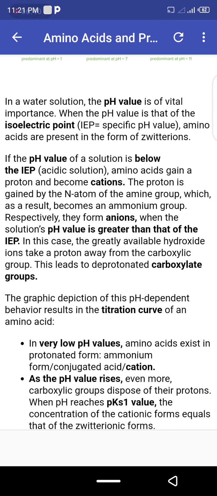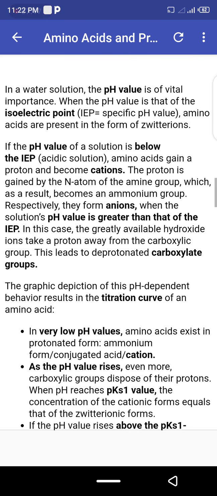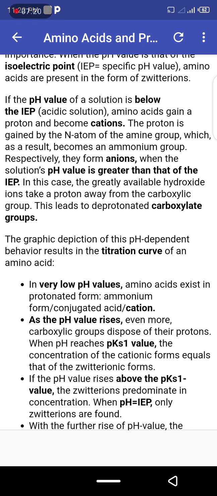If the pH value of the solution is below the IEF, the acidic solution, amino acids gain a proton and become cations. The proton is gained by the N atom of the amino acid, which as a result becomes an ammonium group. They form anions when the solution pH value is greater than that of the IEF. In this case, the greatly available hydroxide ions take a proton away from the carboxylic group. This leads to a deprotonated carboxylate group. The graphic depiction of this pH-dependent behavior results in the titration curve of an amino acid.